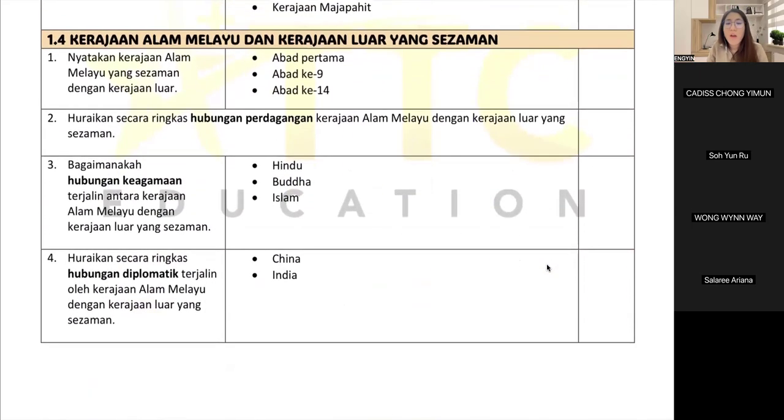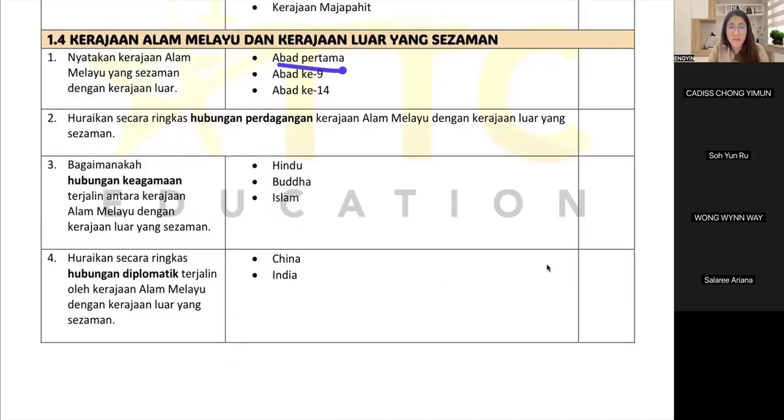Now, 1.4 is talking about Alam Melayu kingdoms. You know we have 7 kingdoms in Alam Melayu. And do you know that when these 7 kingdoms started and became glorious and prosperous, we were also having outsiders. They both exist at the same time, sezaman. So you need to tell me what are the kingdoms in Alam Melayu and also what are the kerajaan luar that exist at the same zaman.